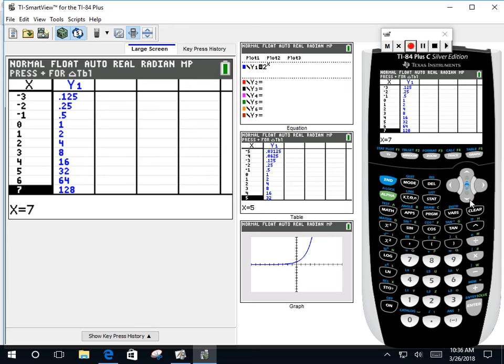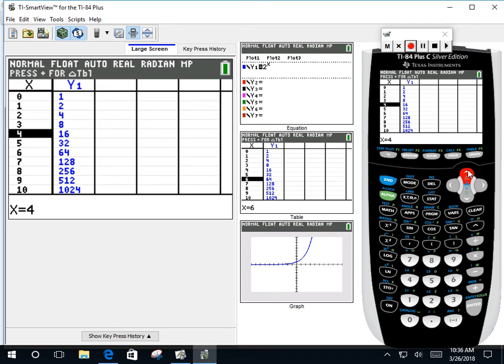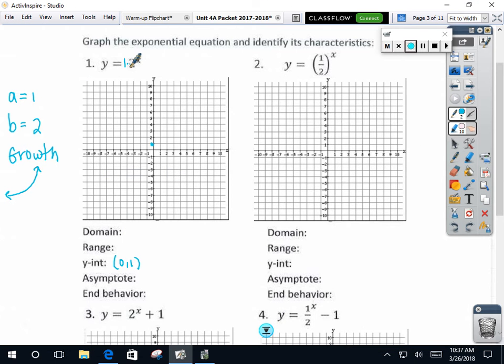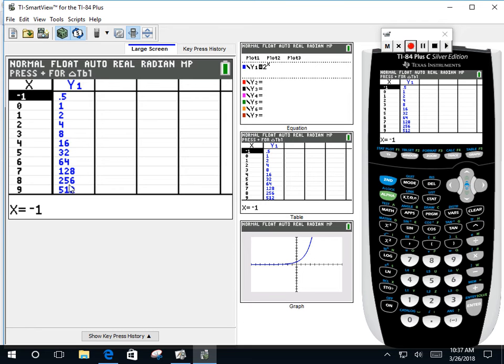Right 6, 64. And then look, don't the y values just continue increasing as you go to the right on the x-axis? So don't you think they'll do that forever? How are they increasing? Right, because what are they doing? They're doubling, right? 1 times 2 is 2. 2 times 2 is 4. 4 times 2 is 8. 8 times 2 is 16. 16 times 2 is 32. And that's because the b value is 2. The growth factor is 2. So they're all doubling. They're all multiplying by 2.